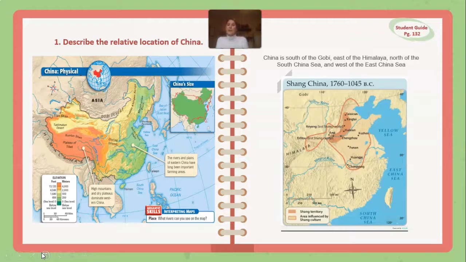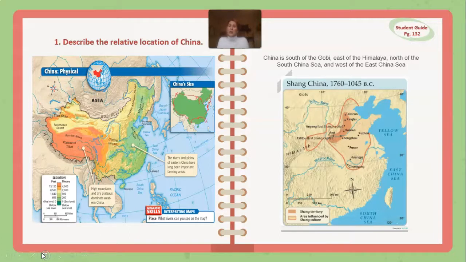Describe the relative location of China. Now we're on page 132. Answer these questions over on the left-hand side, page 132. This is where it's kind of small in there. So you can go ahead and write, or you can get a piece of paper to write on, or you can write in the sidebars. So describe the relative location of China.